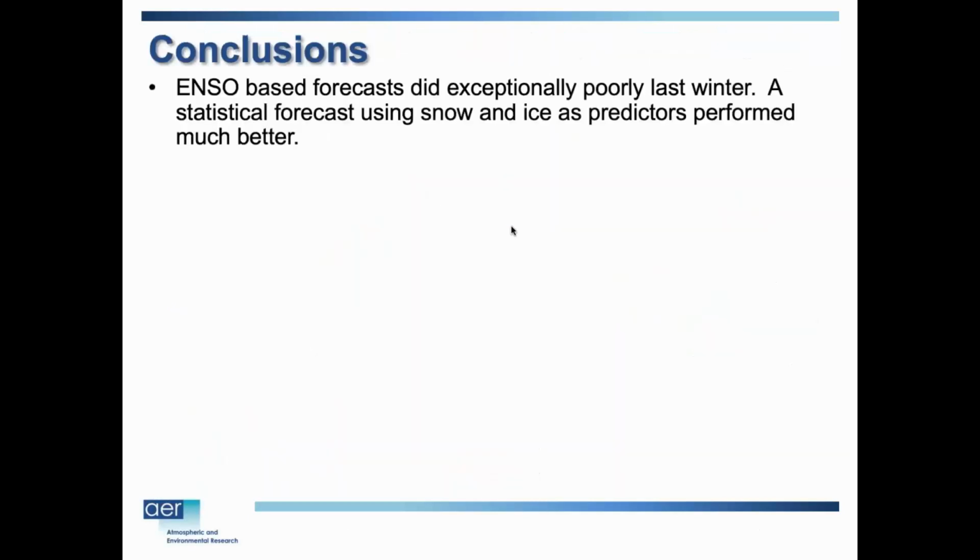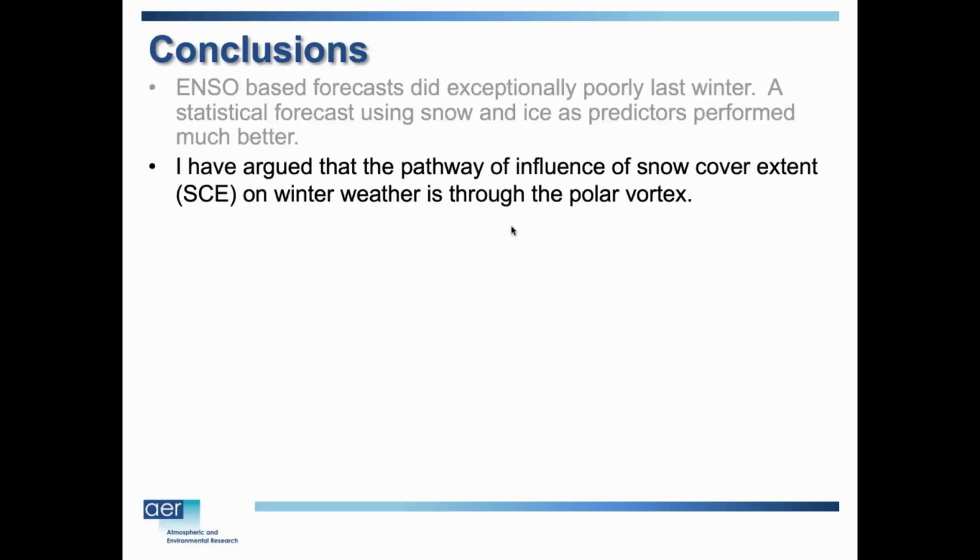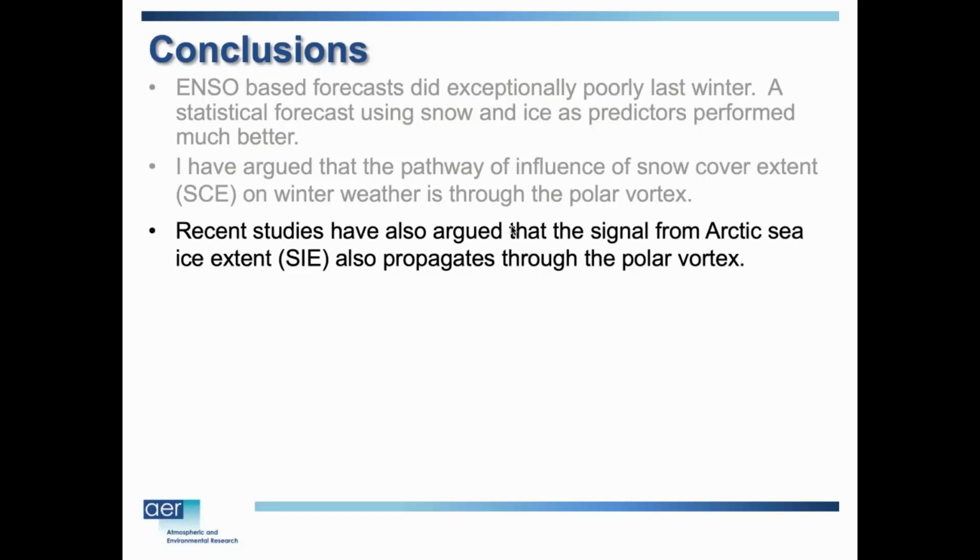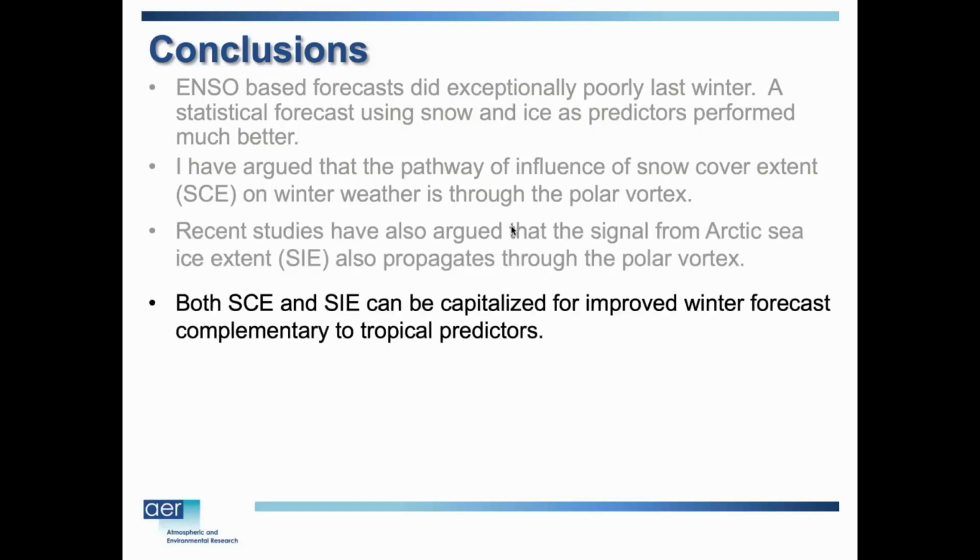Okay, so ENSO-based forecasts did exceptionally poorly last winter. Statistical forecasting that uses snow and ice as predictors performs much better. So that's my conclusions. I argued today the pathway of the signal from snow cover is through the polar vortex. Researchers have also argued that the signal from Arctic sea ice extent also propagates through the polar vortex.